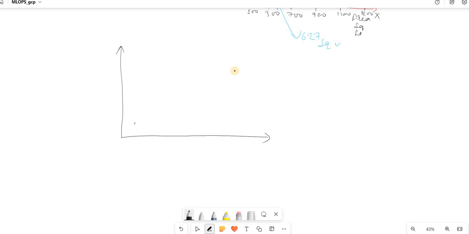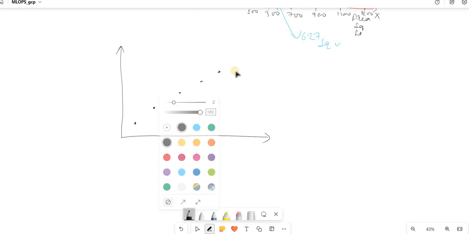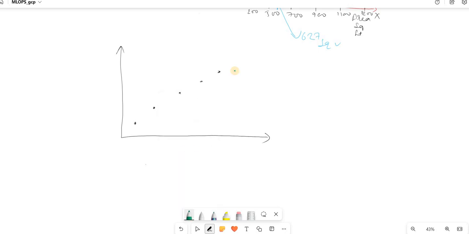Now I'm randomly taking a point, and let me change the color. Let us suppose, for now, I'm saying this is the best line. Now I want to understand and validate how this could be the best line.